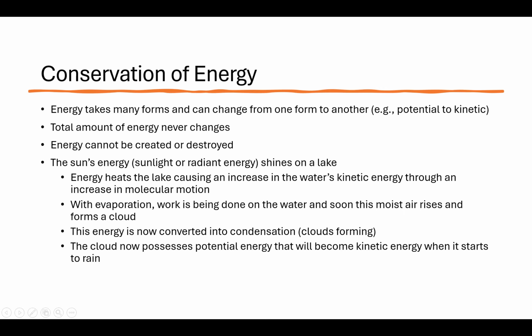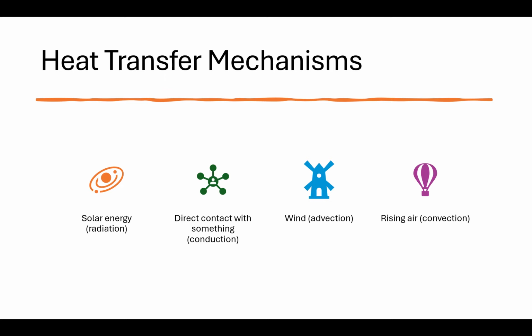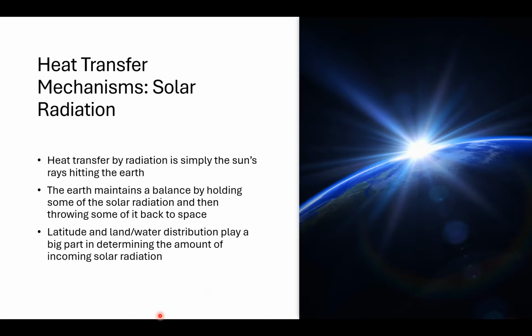So I just wanted to show you an example of how energy is changing forms from one to another. Here are the main heat transfer mechanisms we're going to talk about. We're going to talk about solar energy, which is a form of radiation. We're going to talk about conduction, which is direct contact with something. We're going to talk about wind and the process of advection. And then we'll talk about convection, rising air motion, the visible manifestation of which is towering, billowing cumulus clouds on a hot summer day. But let's get into these.